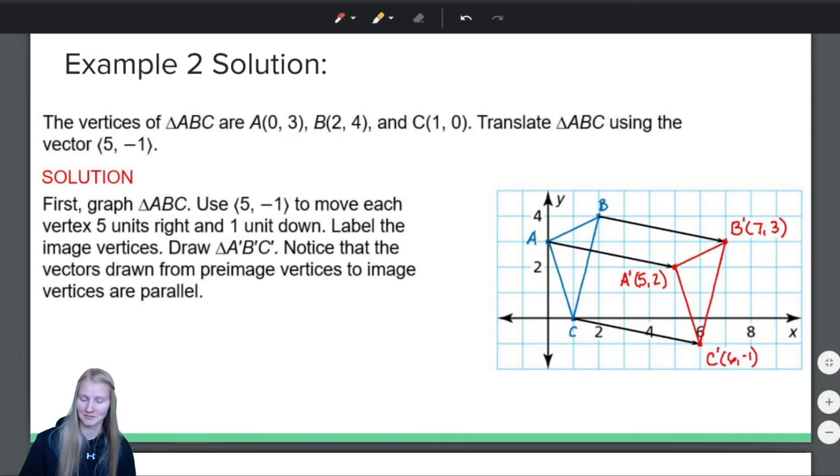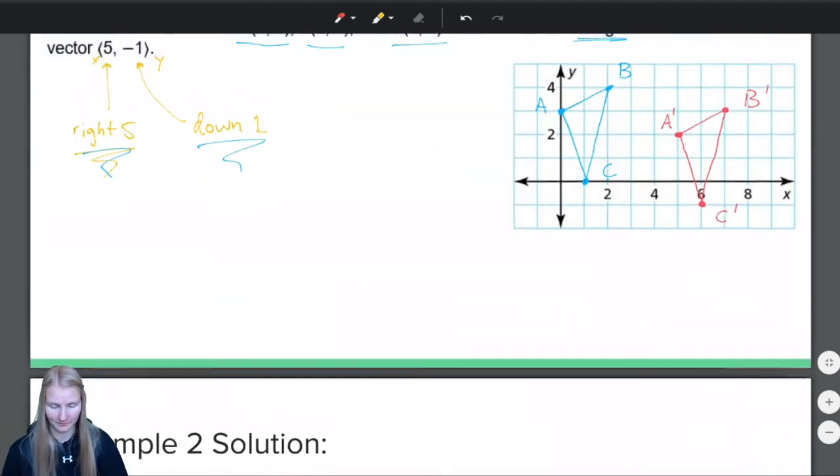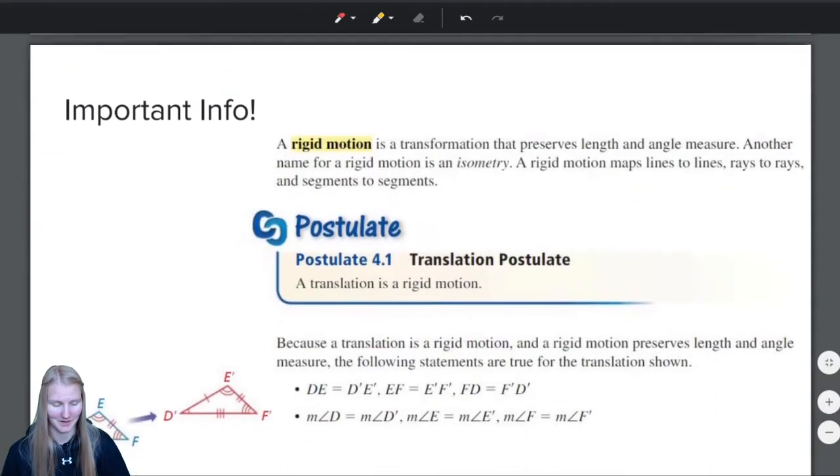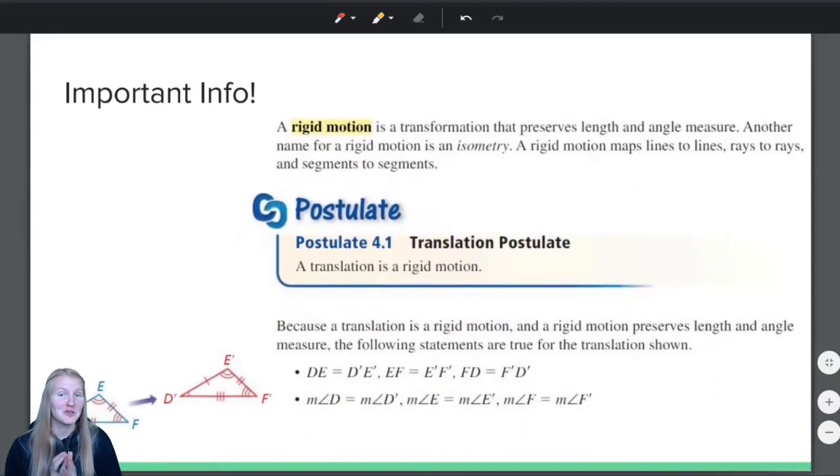Yes, indeed. That's what our picture looked like. Exactly what our picture looked like. Awesome.